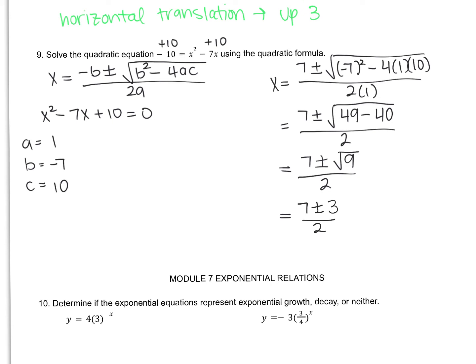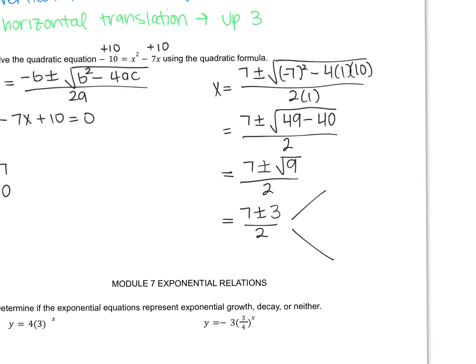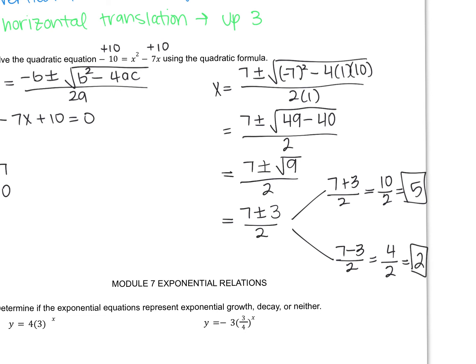Because I can take the square root of 9, I'm not going to leave it as 7 plus or minus 3 all over 2. I'm going to split that up into the addition and subtraction and find my two solutions. So 7 plus 3 all over 2 and 7 minus 3 all over 2. 7 plus 3 is 10, and 10 divided by 2 is 5. And then 7 minus 3 is 4 over 2, which is 2.